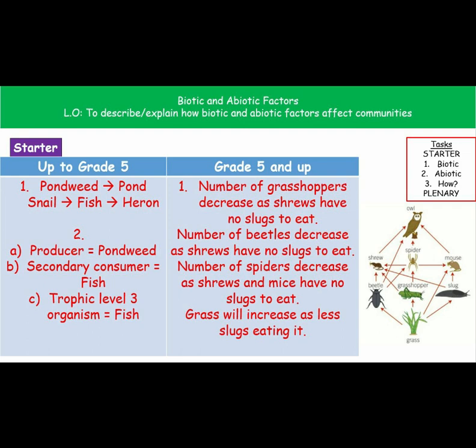Next one is for saying the number of spiders could decrease, and the reasoning for that is that the shrews and the mice have no slugs to eat, so they're eating more of the spiders. And the last thing to talk about is the grass, and in theory the grass could increase, a mark for that bit, because there's less slugs eating it, a mark for that bit. So add up your scores and let me know in the chat window how we did.